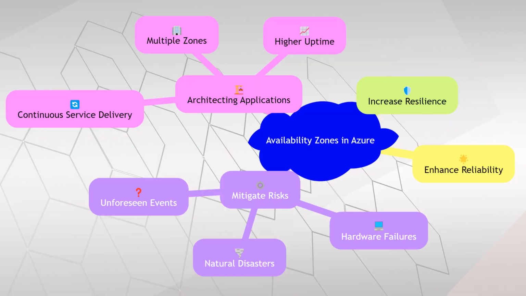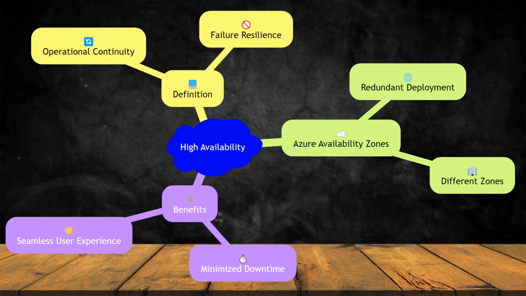Availability zones play a critical role in enhancing the reliability and resilience of applications hosted on Azure. They help mitigate the risk of downtime caused by hardware failures, natural disasters, or other unforeseen events. By architecting applications to use multiple availability zones, businesses can achieve higher levels of uptime and ensure continuous service delivery to their users.